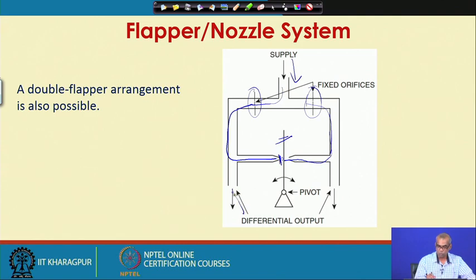So, the output pressure is a differential output. You will measure differential pressure. When we talk about pressure measuring instruments, we will talk about how to measure differential pressures. But this arrangement is also possible when you have a double flapper arrangement.